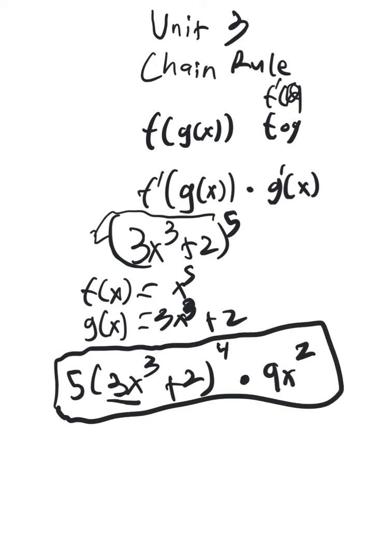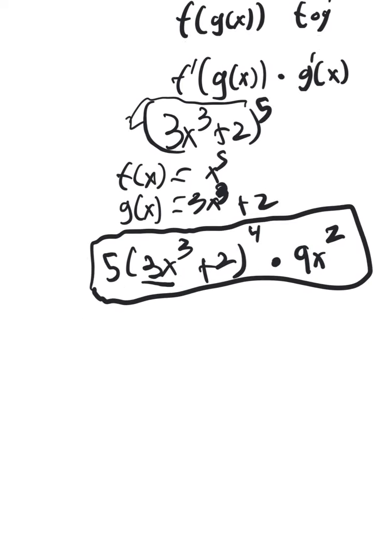And it's a little easier to remember than the other ones just because you just have to multiply by the derivative of the inside. And if you have multiple iterations of the chain rule, you just keep multiplying by the derivative of the inside.